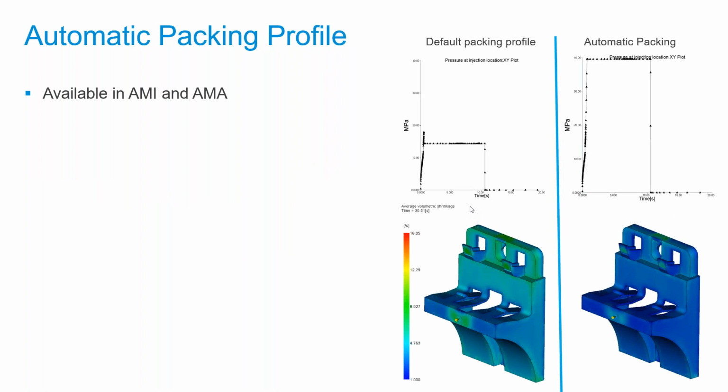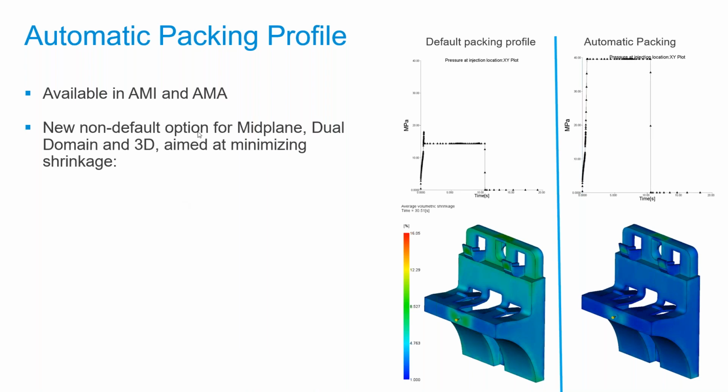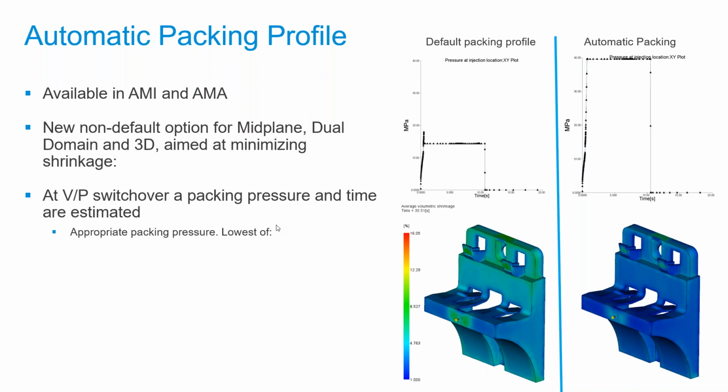Another nice feature that's been added is automatic packing profile. A little bit of a misnomer. It's not necessarily a full-blown profile. It is available in Insight and in Advisor. And it's not the default option at this point. You hit a drop-down box and you can bring it up, but it's available for midplane, dual domain, and 3D, and it's aimed at minimizing shrinkage within the constraints of the molding machine that you are intending to run this in. So at the VP switchover, it's going to choose a packing pressure and a packing time based on the lowest of 80% of maximum injection pressure or 80% of max clamp force based on the projected area.